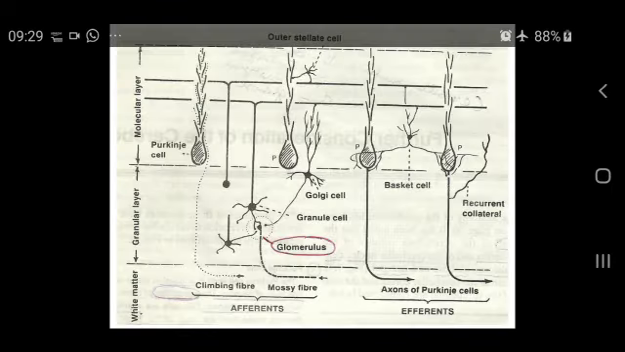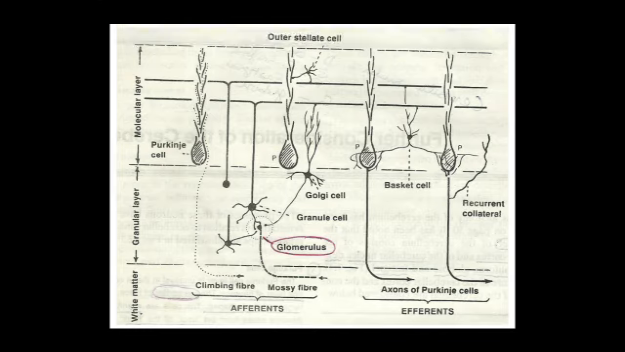Here you can see the outer molecular layer, the middle Purkinje cell layer and the inner granular layer. So in the granular layer, the synaptic glomeruli are formed mainly by the mossy fiber as well as the granule cells, and apart from that we are going to find the Golgi cells also.